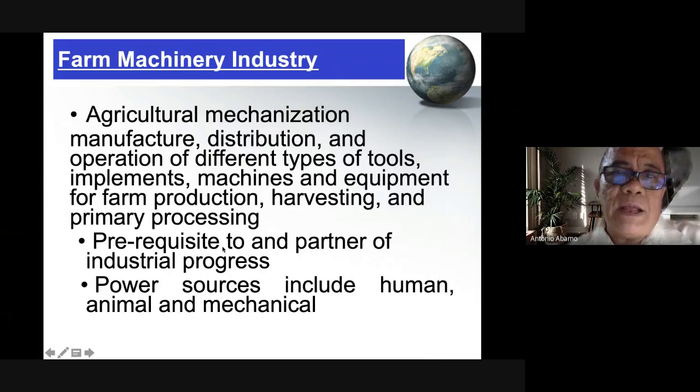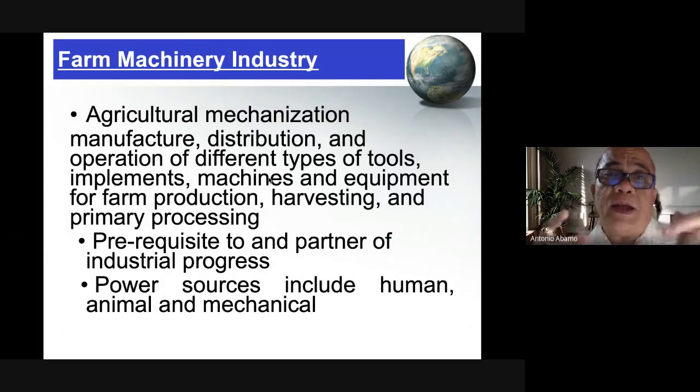Farm machinery represents or encompasses agricultural mechanization: manufacturing, distribution, and operation of different types of tools, implements, machines and equipment for farm production, also used for harvesting and even primary processing. These different types of farm machinery, altogether aggregated as one particular subsystem or industry in the input system, we call the farm machinery industry.